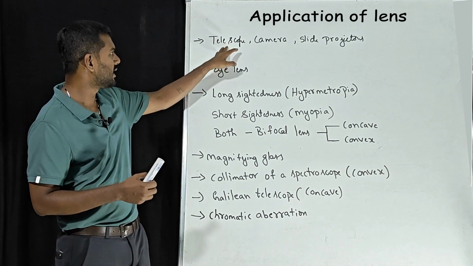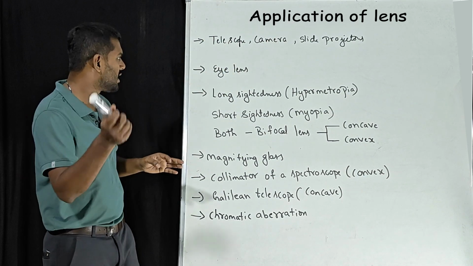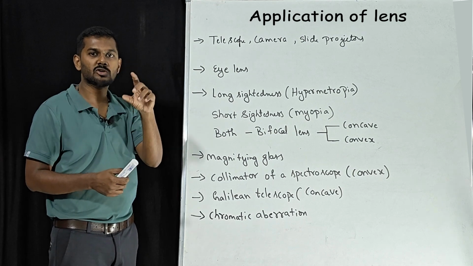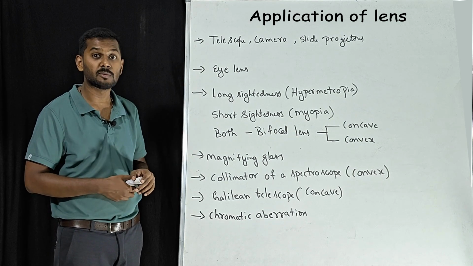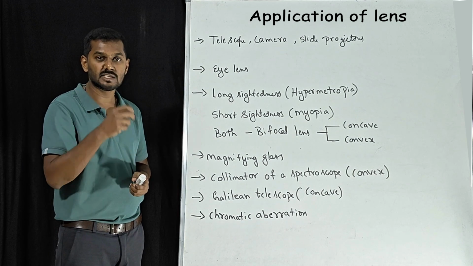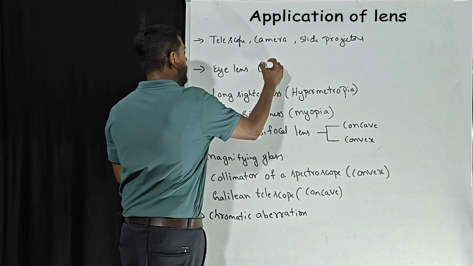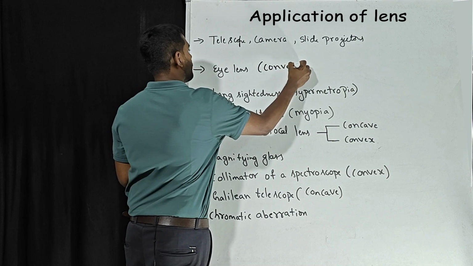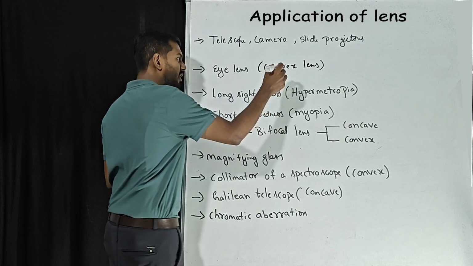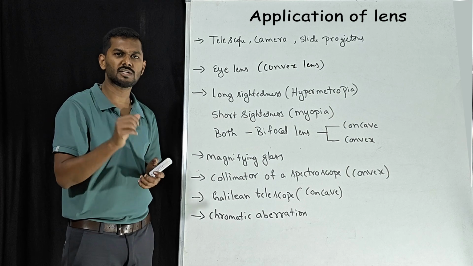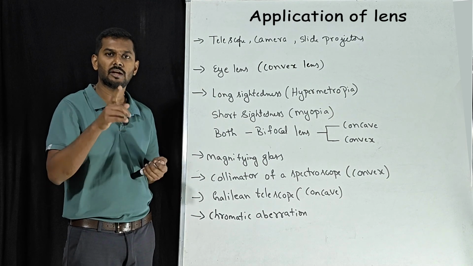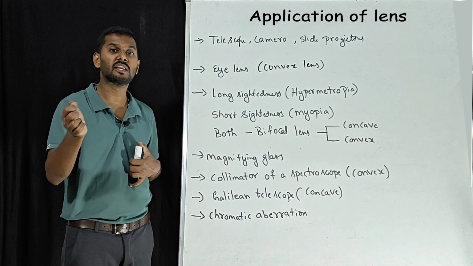Next, they are used in telescope, camera and slide projectors. Then our eye lens is also made up of one of the lenses, that is nothing but convex lens. Our eye lens is nothing but convex lens. Keep that in mind. So if we are using convex lens, we know what is the main property of convex lens. It produces a real and inverted image.